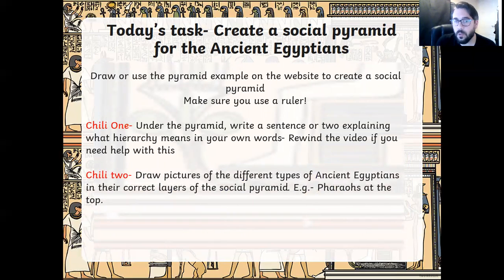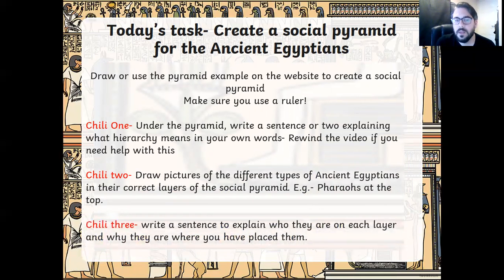Chili 2. Draw pictures of the different types of ancient Egyptians in their correct layers of the social pyramid. For example, pharaohs at the top, because they are the decision makers. And Chili 3. I want you to write a sentence to explain who they are on each layer and why they are where you have placed them. So for example, we know that the pharaoh goes at the top. So you could say the pharaoh goes at the top because they are the key decision maker. They are in charge of Egypt. I want a sentence per one.